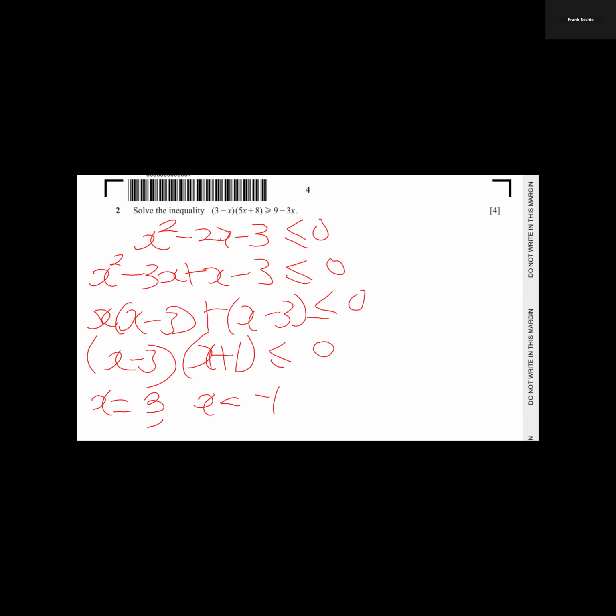Now, which of them fits? Is it in between or external? So in between them, I'm going to use 0. If I use 0 to test, 0 minus 3 is negative 3. 0 plus 1 is 1. So negative 3 times 1 is negative 3, which is less or equal to 0. So once it's in between, it means that it's going to be negative 1 less or equal to x less or equal to 3. That will be the inequality.